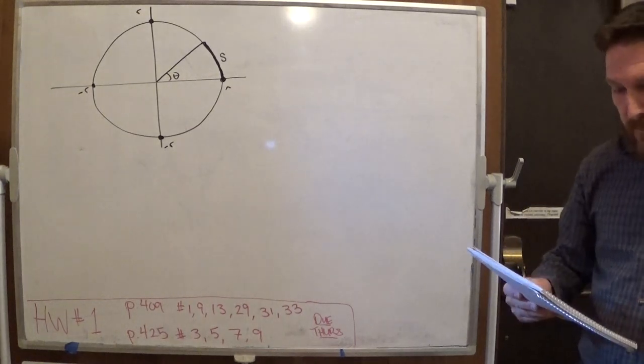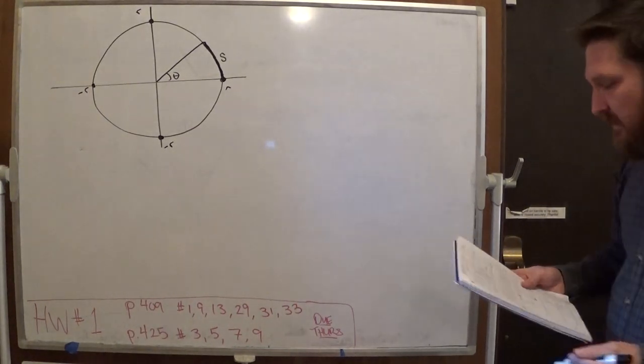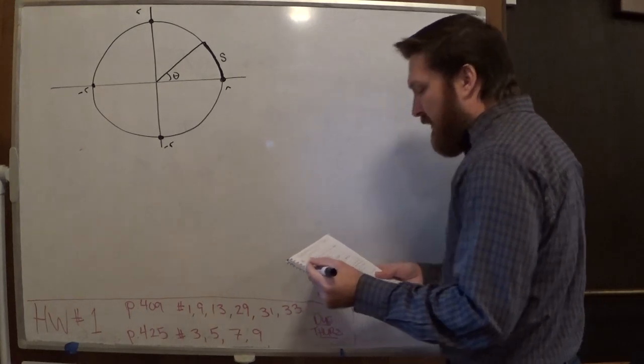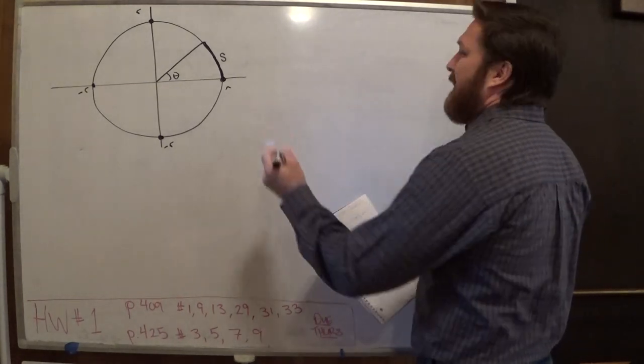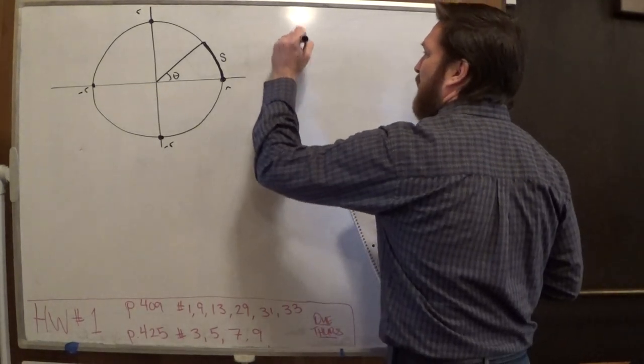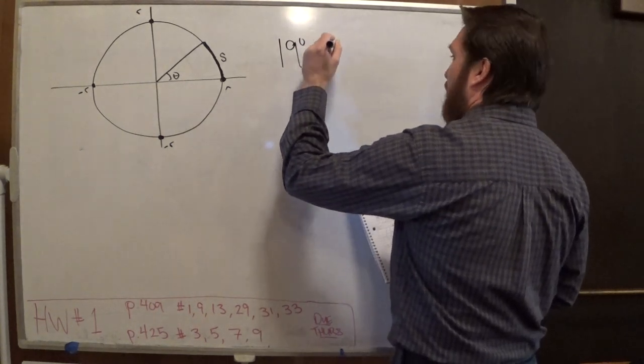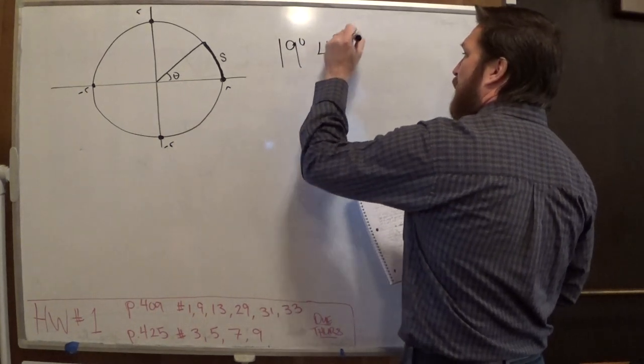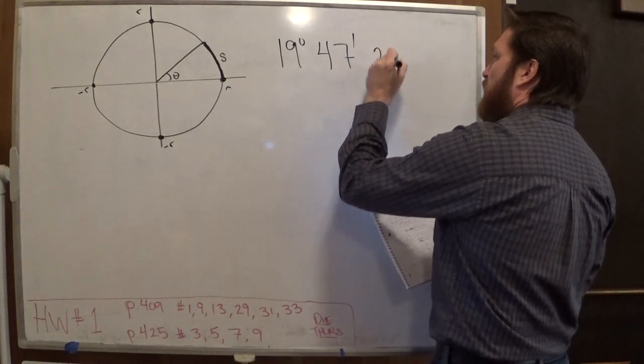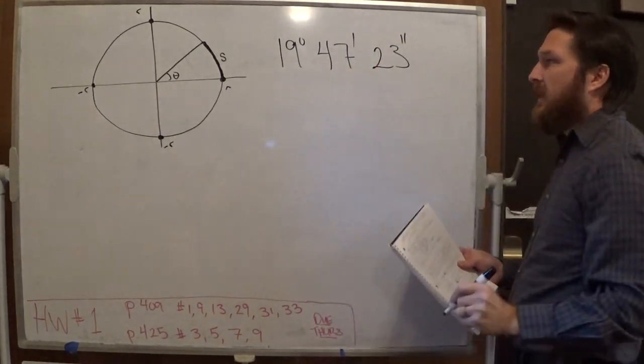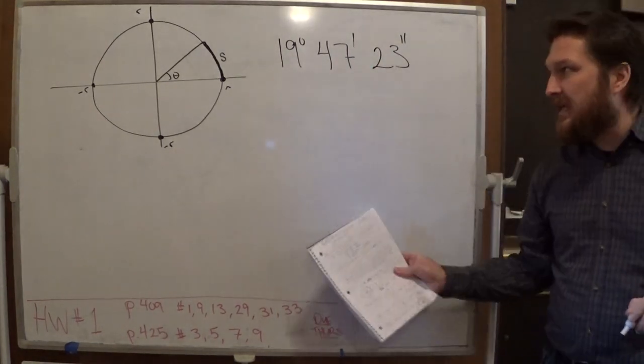One thing that we're not going to cover is this section spends a lot of time measuring angles in degrees, minutes, and seconds. For instance, this is an example right out of the book: 19 degrees, 47 minutes, and 23 seconds, and it will tell you to convert this into decimals.